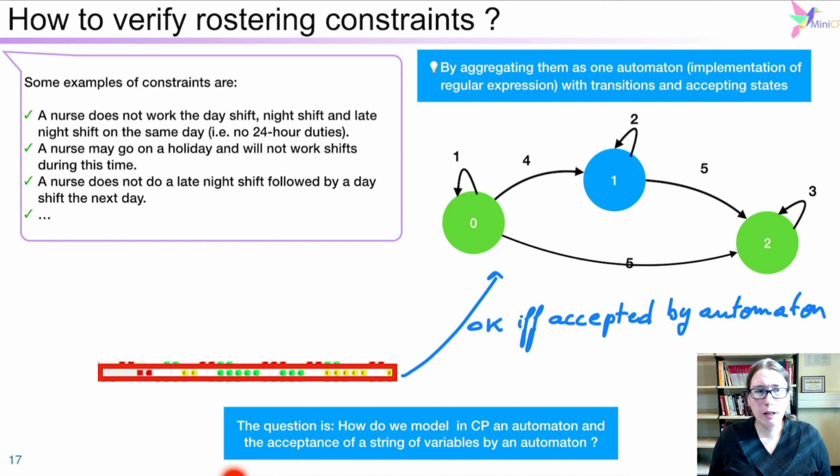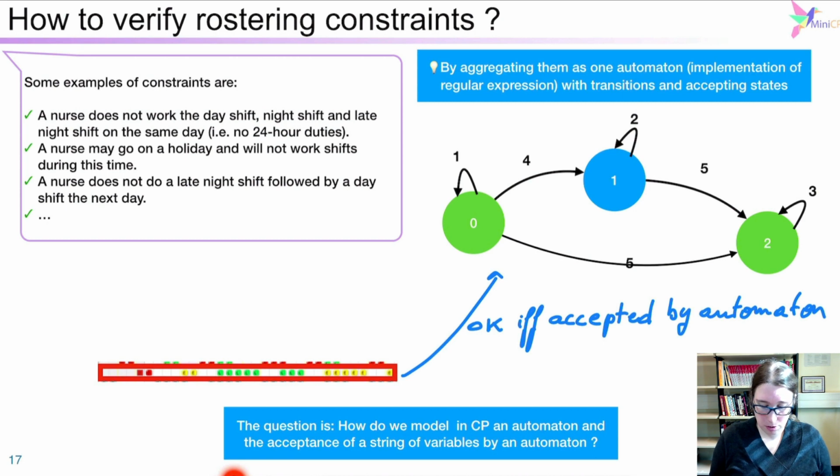And so how can we model that? Well, we can model that using an automaton constraint to verify that the schedule for one nurse is valid. And how can we do that? Well, an automaton, what does it take? It takes a sequence. So in our case, a sequence of whether the nurse works or not, and which kind of shift she does, and it will validate the sequence.